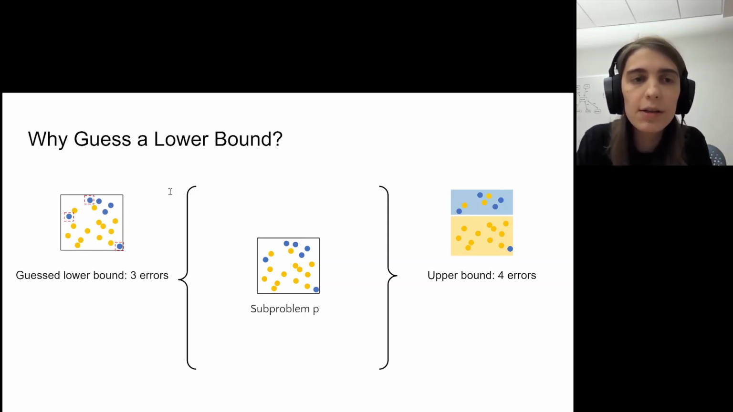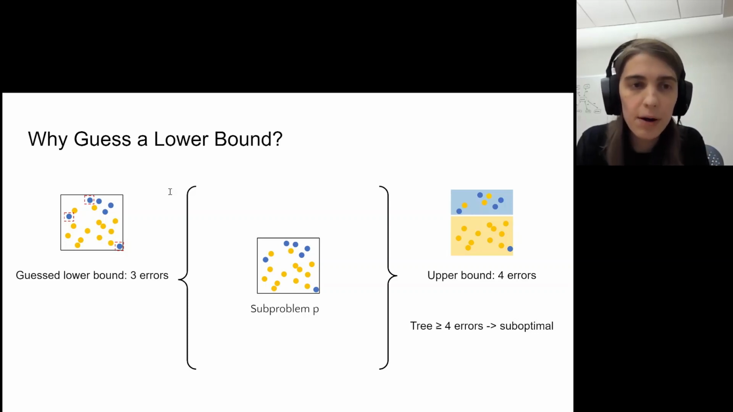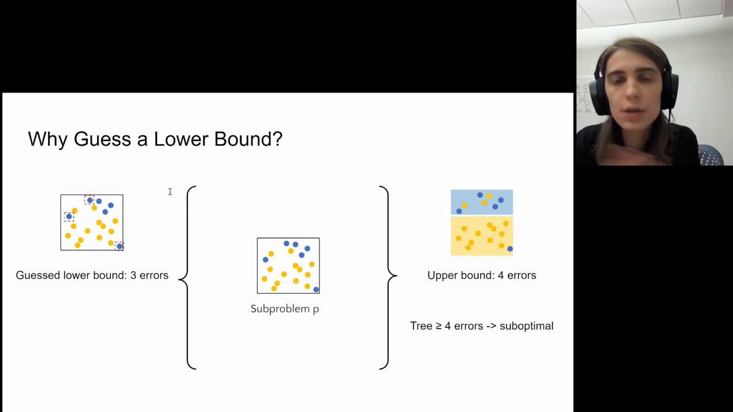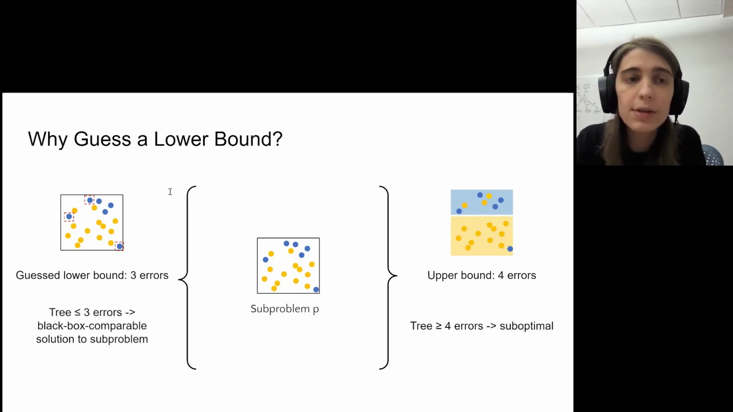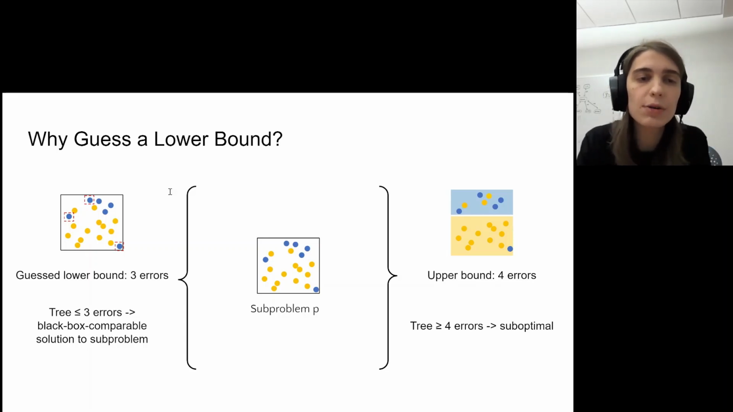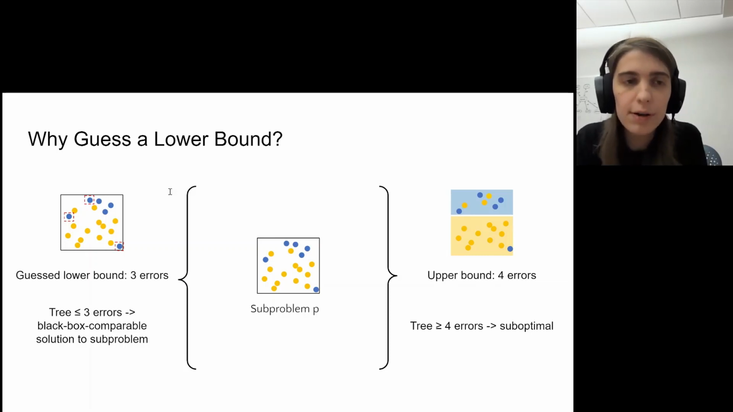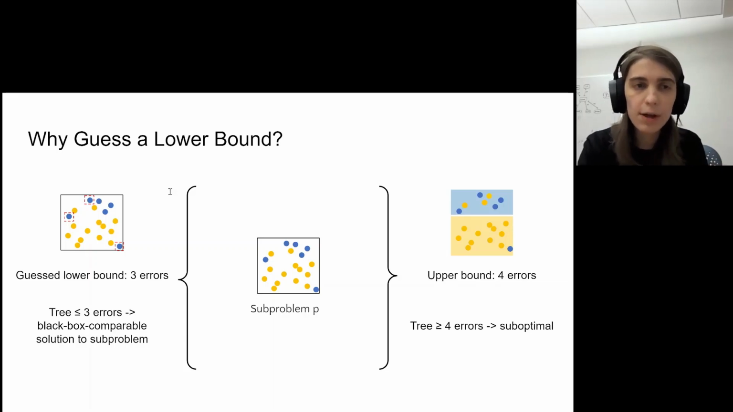And so the idea is we use this upper bound to say that anytime we're looking at a tree for this subproblem, if it makes more than 4 errors, we can just toss it out. We don't have to worry about it anymore. And if we're looking at trees that make less than or equal to 3 errors, we actually can just use that tree immediately as a solution to the subproblem. Because, as we'll get into with the theoretical guarantees later, we know that now we have a black box comparable solution to the subproblem. So this can save us a lot of time because we don't have to exhaustively search through every split. We can just find one that matches the black box performance.